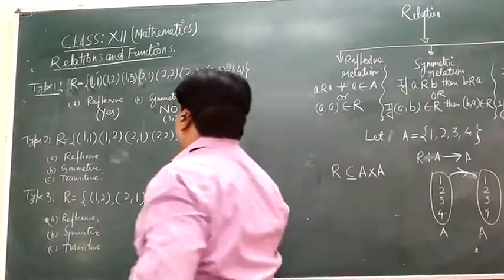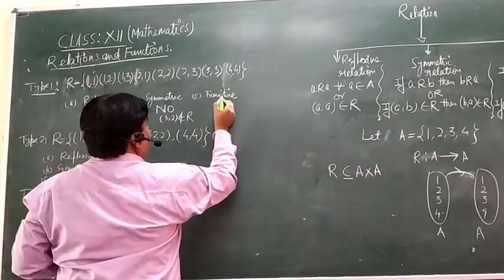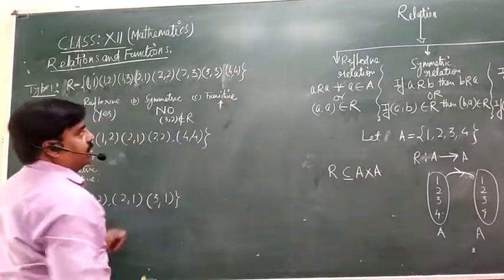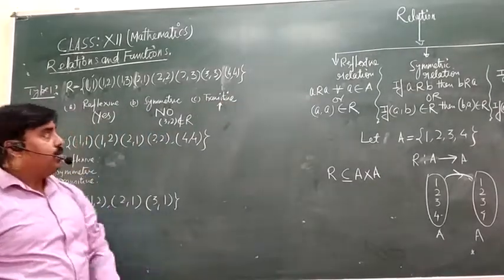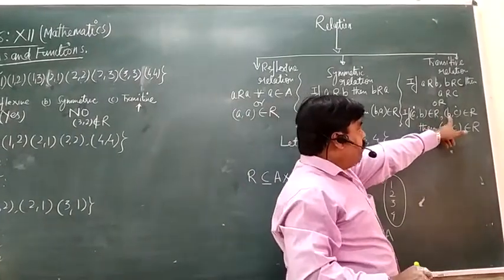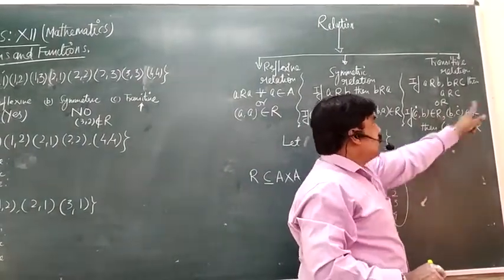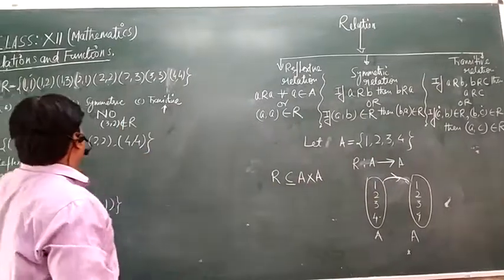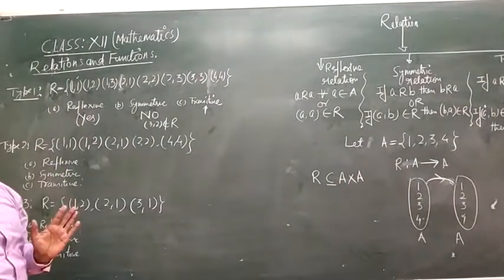Now we will check for transitive. For transitive, we need more exercise. We should be very careful, because for transitive, if (a, b) belongs to R and (b, c) belongs to R, then (a, c) must also belong to R. So here we are supposed to check each and every ordered pair.